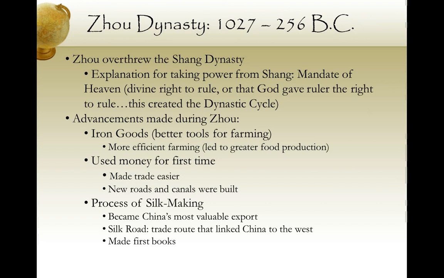During the Zhou dynasty, even though they come to power in this tumultuous power grab, we have a lot of advancements. We've got the development of iron goods, which means that farming can be more productive, which means we can support a larger population.